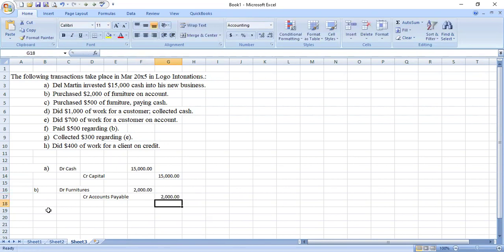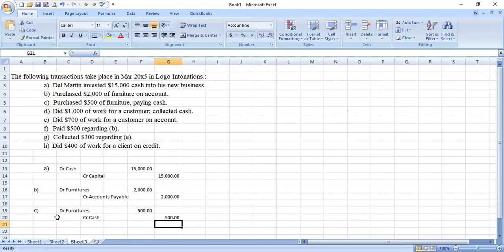All right, next one. They purchase more furnitures, but now pay cash. Debit. What are we going to debit now? Still furnitures, right? And credit in this case will be cash. Cash is going to go down. Why? Because we pay cash. We get the furnitures, but compared to the previous time, now we're paying cash. $500.